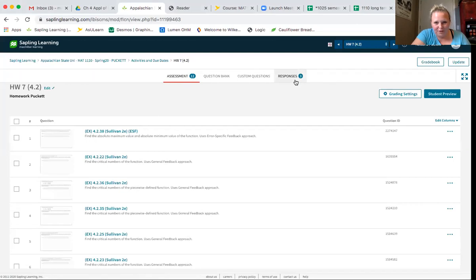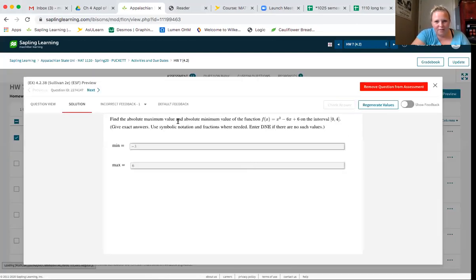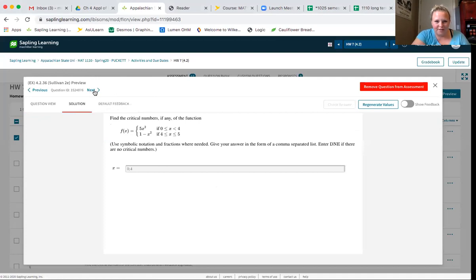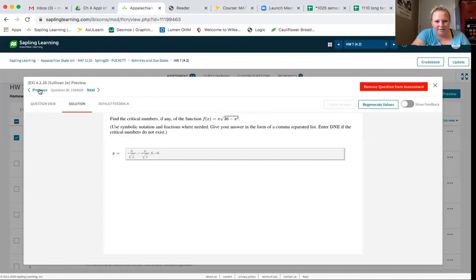Okay, 3 of you have started this homework. All right, so if we click through the homework, for those of you that have not, so we have absolute min and max, quadratic, there's a square root, there's a piecewise. Okay, so the critical number on the piecewise is what I wanted to make sure that we talked about.